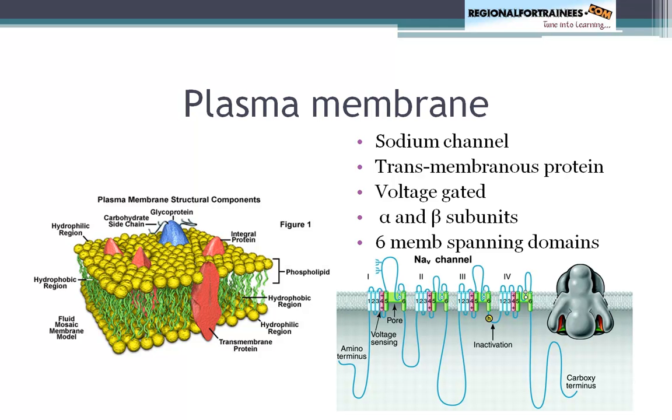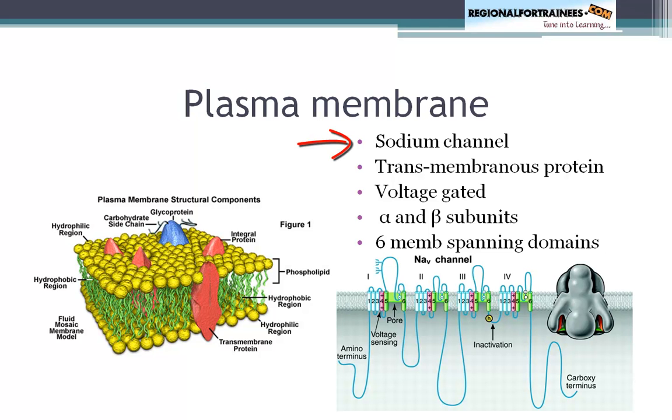or they may have particular ligands. That is, when a particular ligand comes and attaches to that particular protein, the pore channels open up and result in passage of a given substance through the cell membrane. Or it can also be voltage gated, that is, depending upon the polarity of the cell membrane, they may open and close and so on. Sodium channel is one of the transmembrane proteins which is voltage gated.